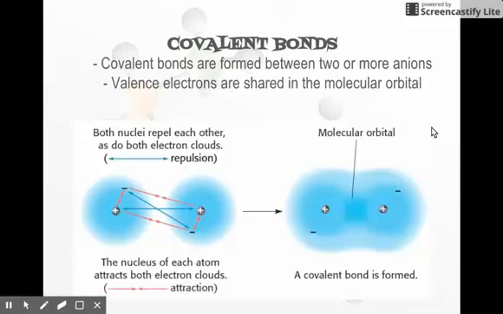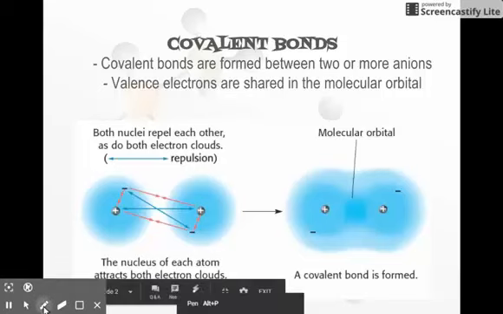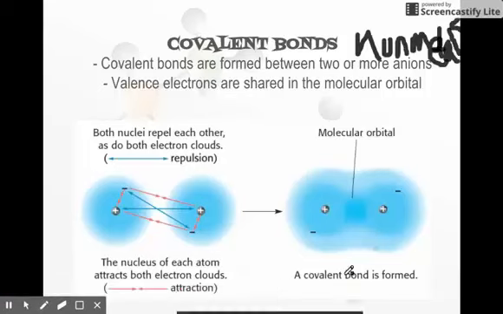So covalent bonds are formed when two or more nonmetals combine together. So two things from the right side of our periodic table. And in this type of bond, the valence electrons are going to be shared.